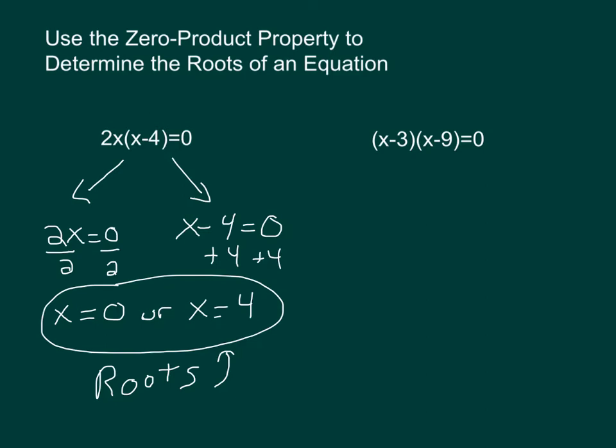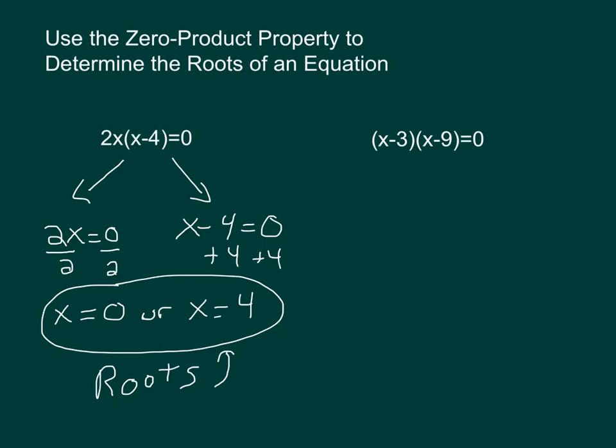If I plug in 0 for x, or if I plug in 4 for x, I'll end up getting 0 on the left side of my equation, which will match the 0 on the right side of my equation. Same process for the other one. I would suggest that you try this one right now, after pausing the video, and then compare your work.